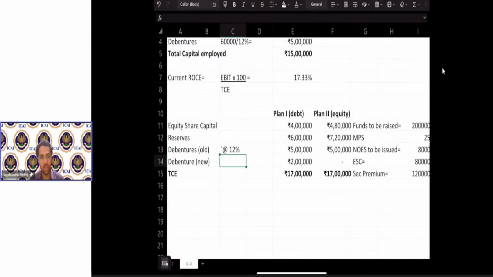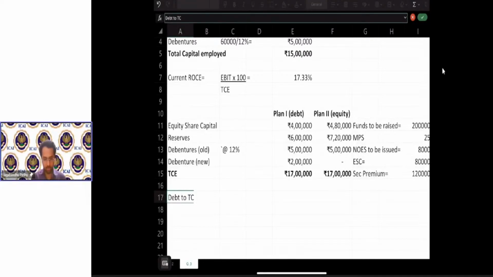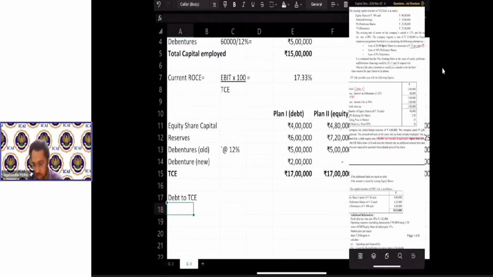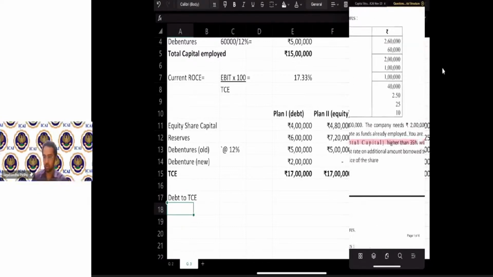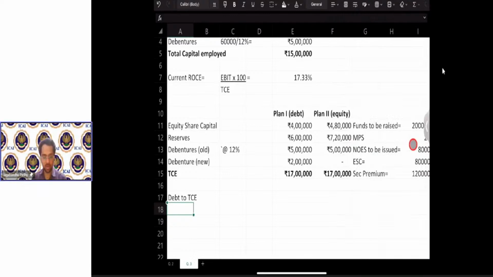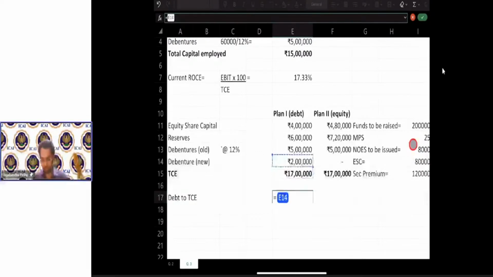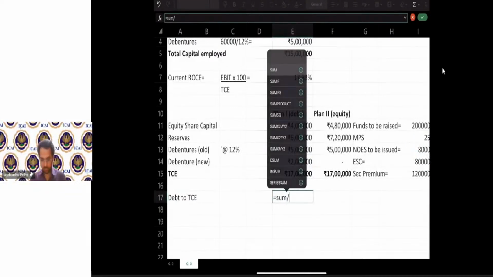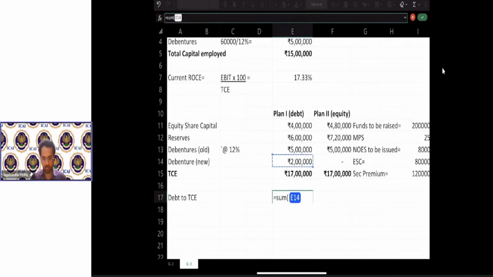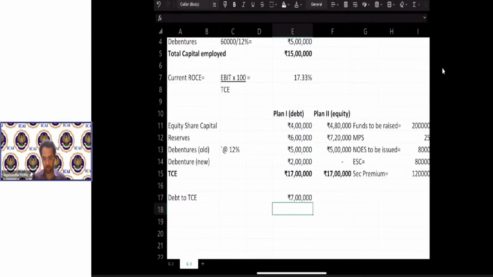For that purpose, I need to get a ratio of debt to total capital employed. In the question, they're saying that if the debt to total capital employed ratio is higher than 35%, then this will lead to an increase in your rate of interest and also the EBIT portion and all, right? So the debt to total capital employed ratio is simply the total debt, which is the sum of these two, divided by the total capital of 17 lakh.